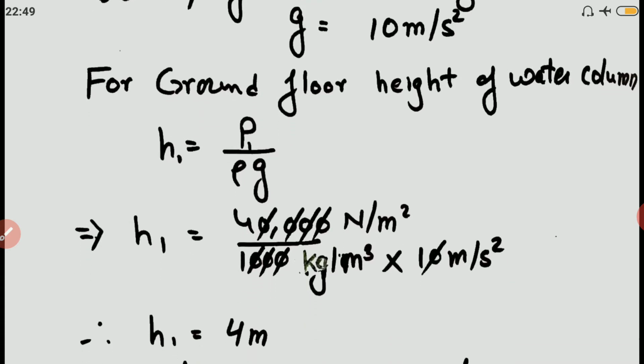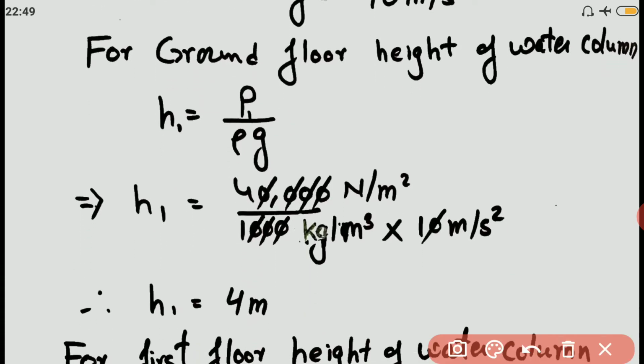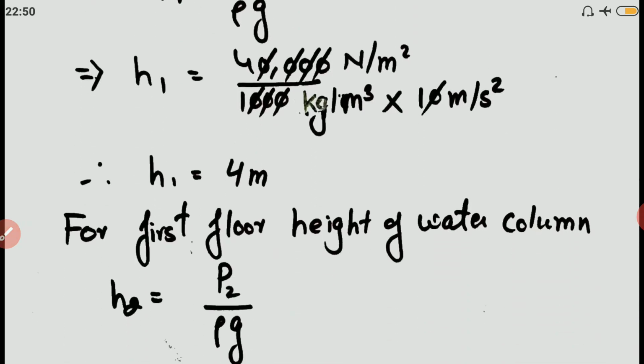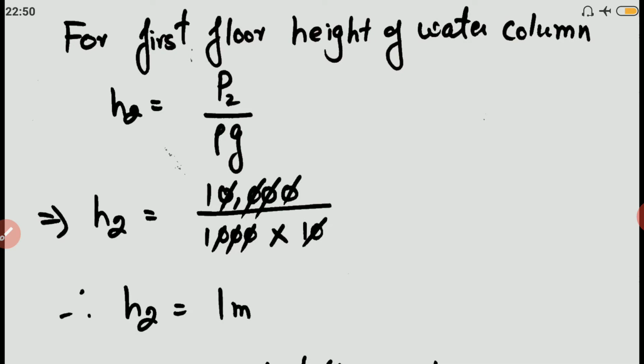Now H1 is equal to, replacing the values of P, that is 40,000 Newton per meter square, rho is 1000 kilogram per meter cube, and acceleration due to gravity is 10 meter per second square. Doing the calculation and the cancellation etc., I am getting 4 meter. H1 equals to 4 meter. Out there I have used H2 to explain in the diagram. Let this be H1. Okay, I hope you understand this. Now for the first floor I have used H2, whereas in the explanation I have used H1.